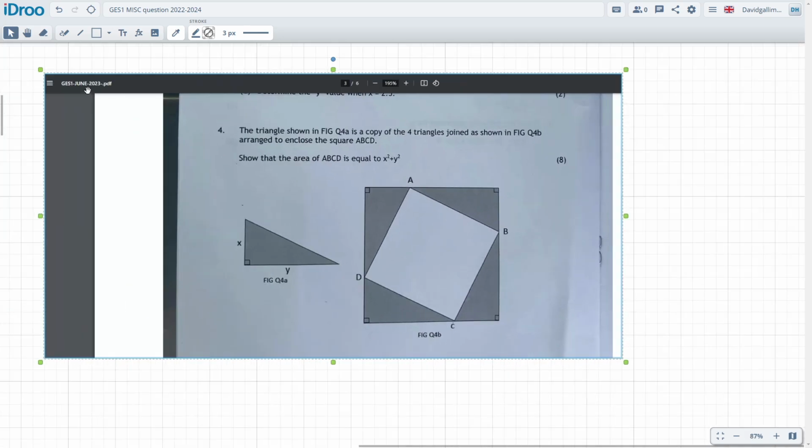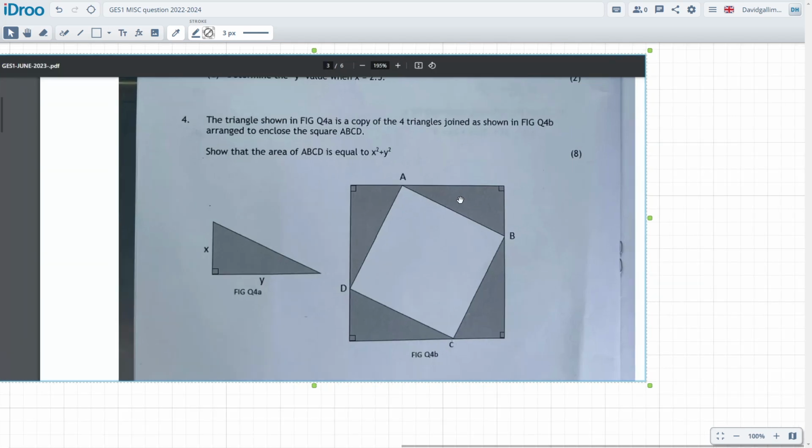You can see it's from June 2023, so quite recent, just a couple of exams ago. The triangle shown in Figure 4. Question 4a is a copy of the four triangles joined as shown in the figure. That's really bad English, as these guys usually do really well. Four triangles, as shown in figure B, arranged to enclose a square ABCD. Show that the area of ABCD is equal to x squared plus y squared.